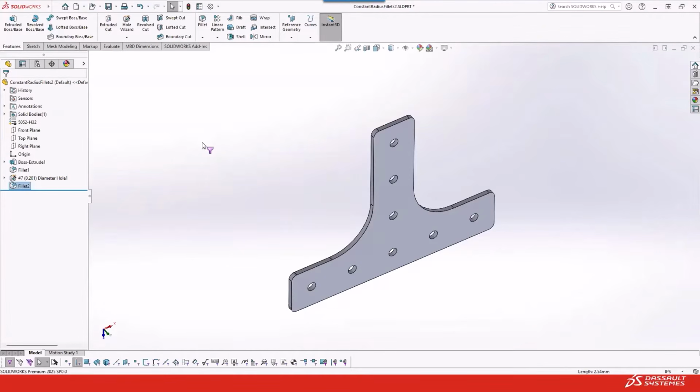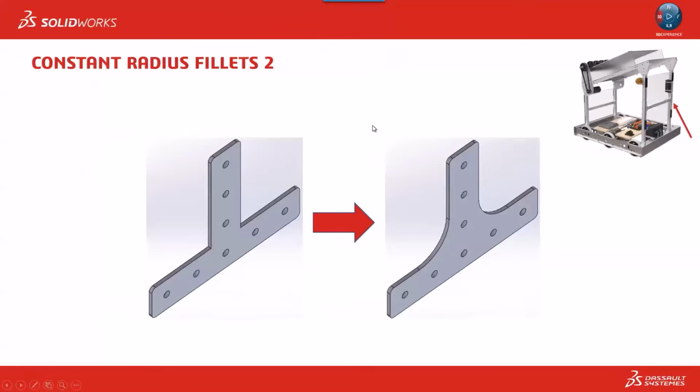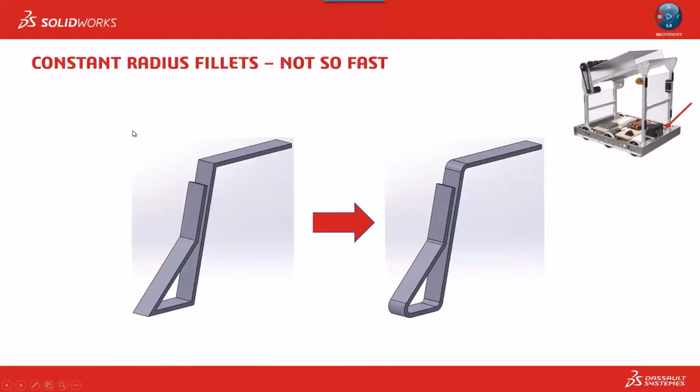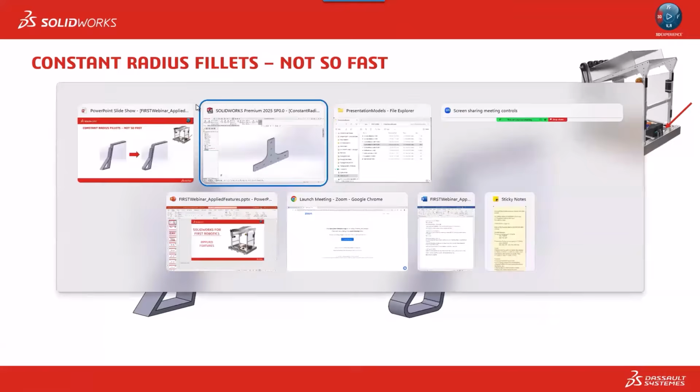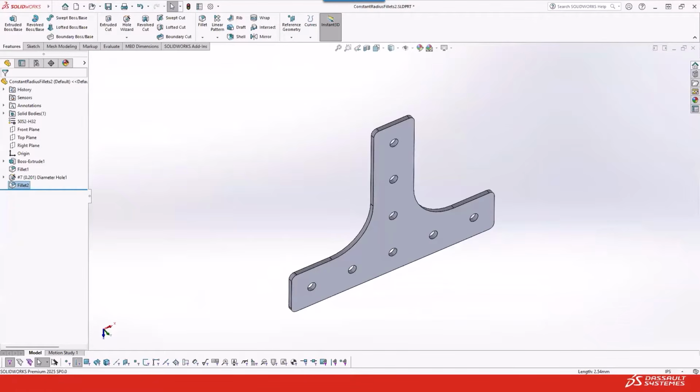Okay, let me show you my next example. So here we have the strap that holds the battery in place, and I'm going to talk about rounding off these corners here on these sharp edges. And sometimes you can't use the constant radius fillet, and I'm going to show you an example here.